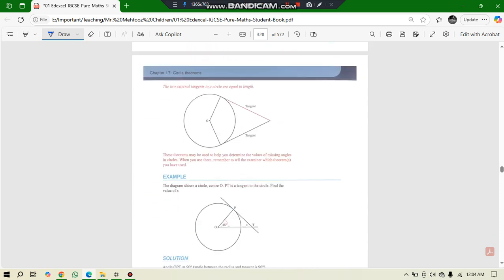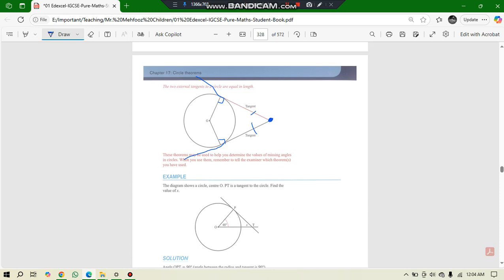The next one is the two external tangents to the circle are equal in length. It means that we have a point outside the circle, right? At that point we draw two tangents that touch the circle at a single point. So it meets the radius at 90 degrees. Here is also at 90 degrees, right? So the lengths of these two tangents are also the same.